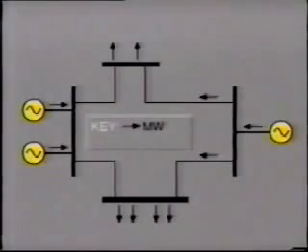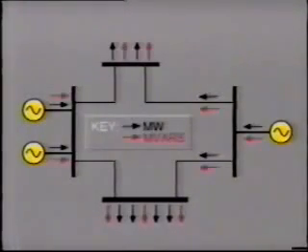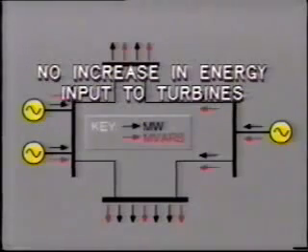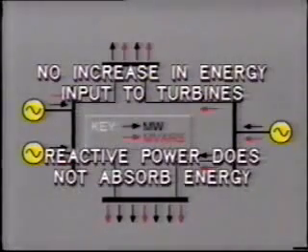So on our power system, we have a demand not only for megawatts, but also for megavars. And both of these power components must be supplied by the generators. Fortunately, the provision of megavars does not require any increase in energy input to the turbines. The fact is, reactive power does not absorb any energy at all.